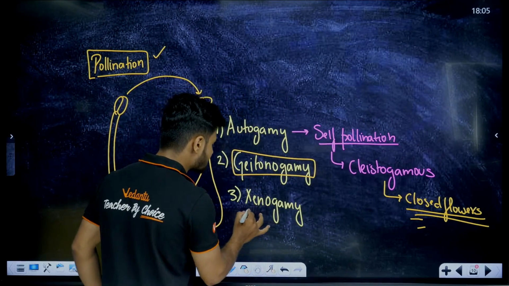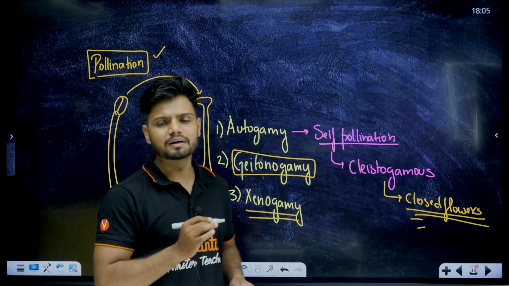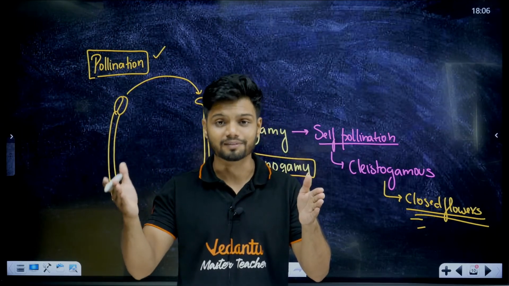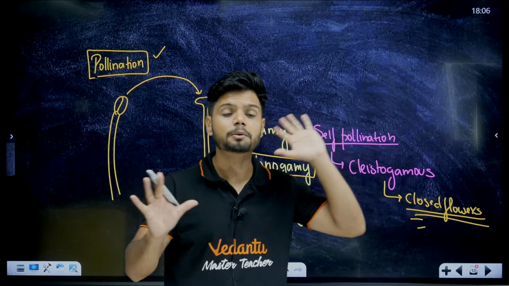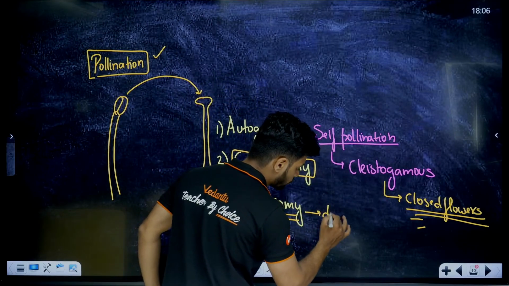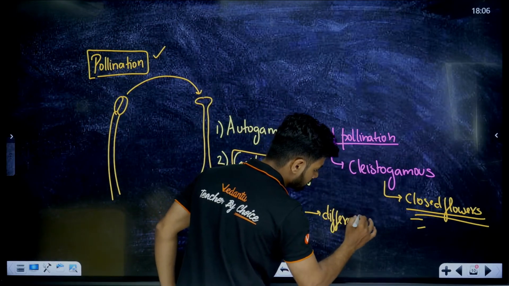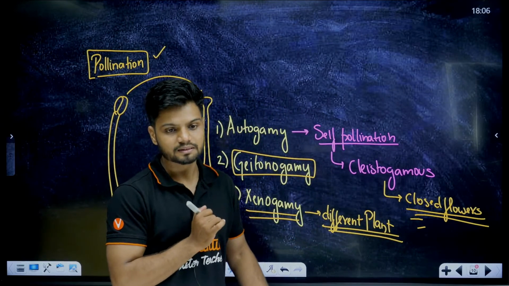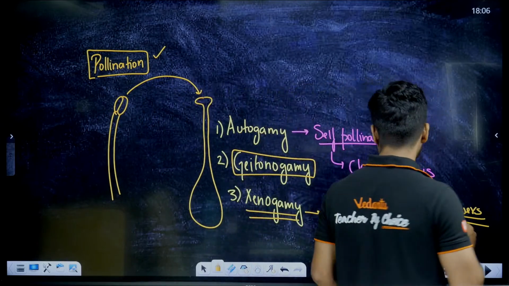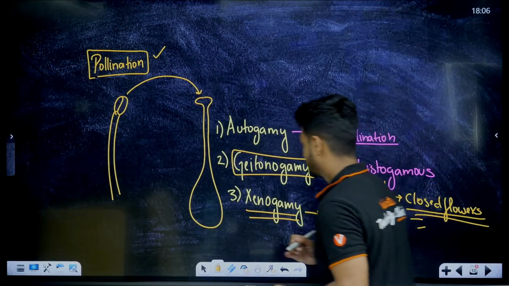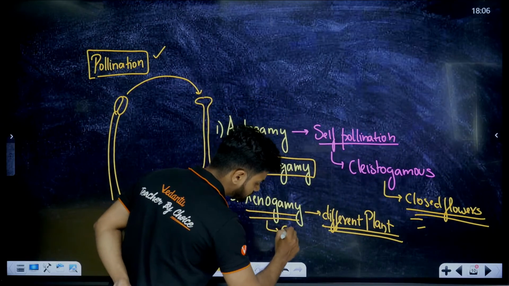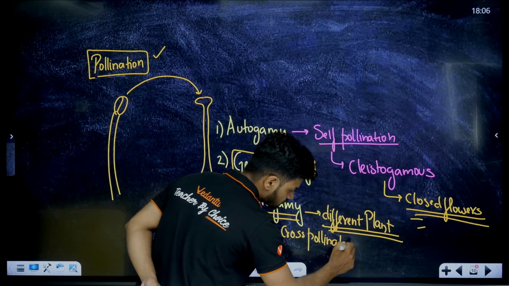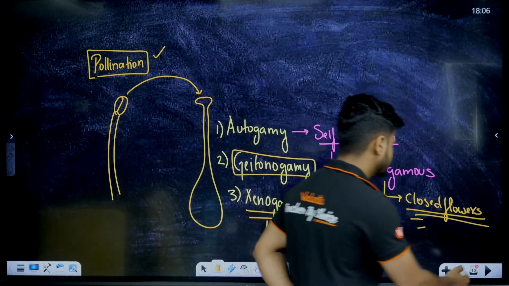Clear? Now, what is xenogamy? Xenogamy is nothing but transfer of pollen grains from the anther to the stigma of a flower of a different plant. Of a different plant altogether. That is going to be your xenogamy. It's typically cross pollination. Clear, all of you?